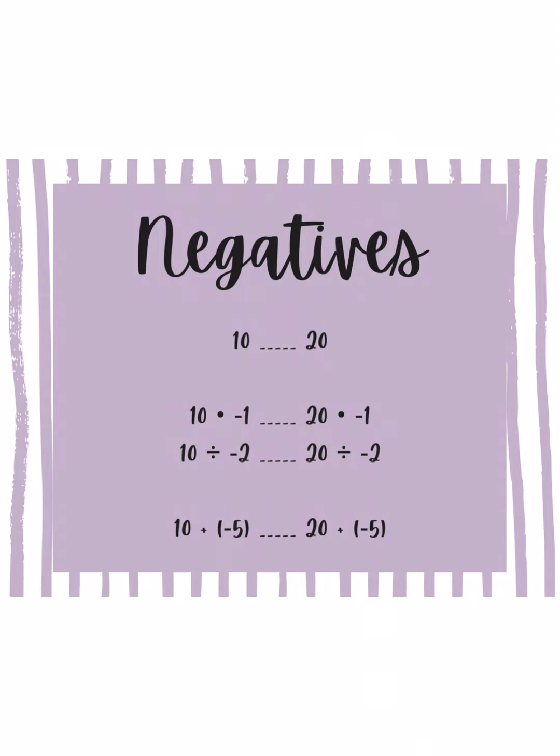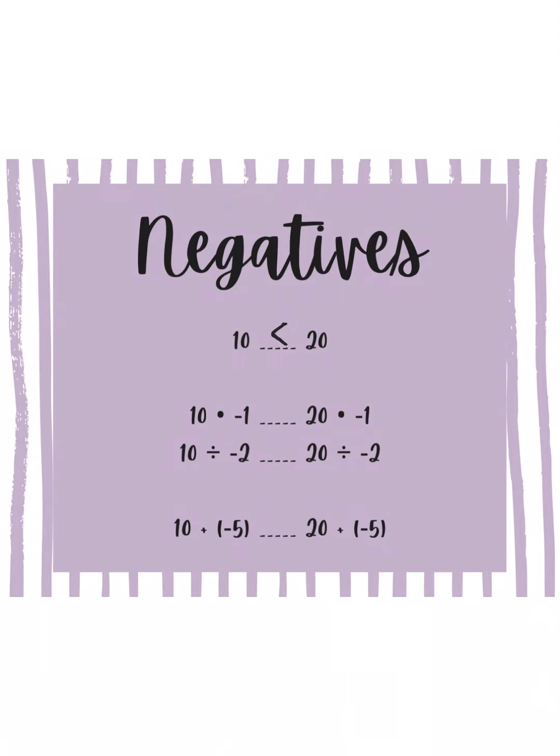One here, and then we're going to do some math with 10 and 20 just to look at how those negatives interact with an inequality. So of course we know that 10 is a smaller value than 20, so we could use a less than symbol here. But what happens when we multiply by a negative?